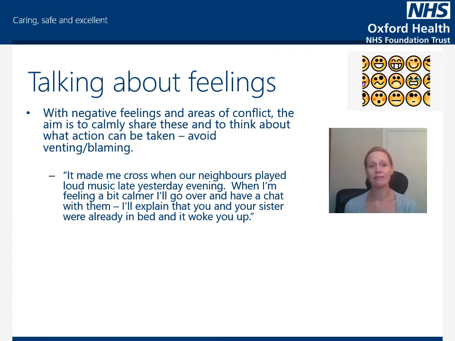When it comes to sharing negative feelings and areas of conflict, the aim is to calmly share these with your child and to think about what action can be taken, so whether there's any problem solving that can be done rather than venting or blaming. So an example might be saying something like, it made me cross when our neighbours played loud music late yesterday evening. When I'm feeling a bit calmer, I'll go over and have a chat with them. I'll explain that you and your sister were already in bed and it woke you up. So in this example, the parent is demonstrating that it's okay to feel angry about things, and they make it very clear what it was that made them angry, but they also go on to showing how you might deal with that conflict in a calm way.